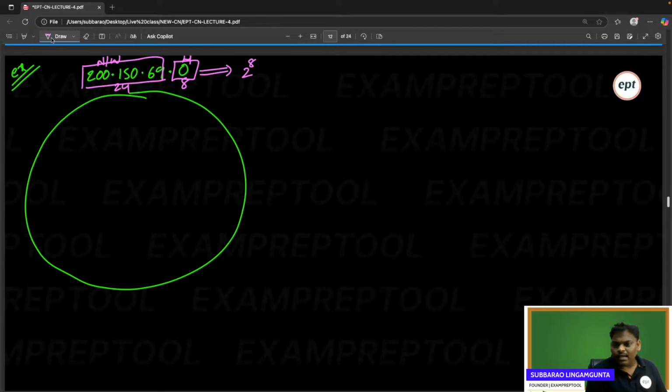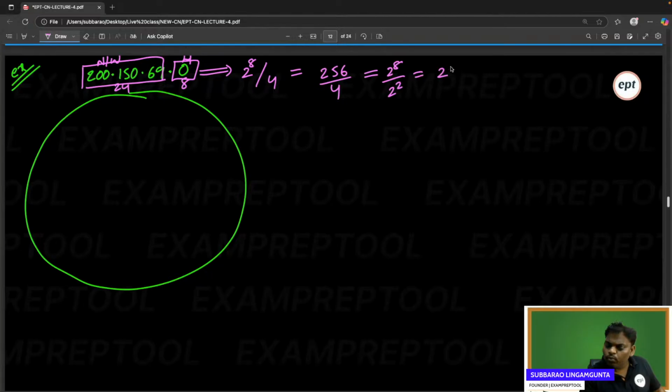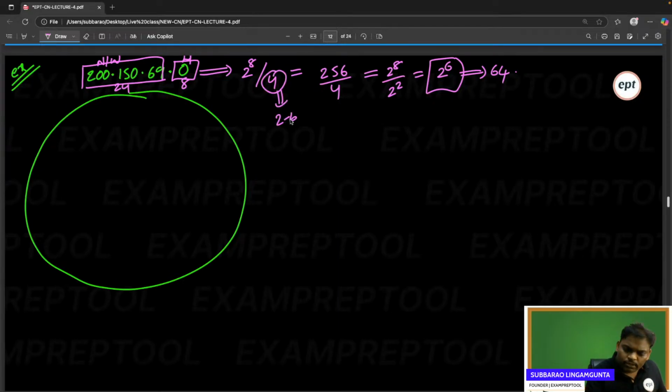Let us assume I am making 4 subnets. 256 divided by 4. If you observe clearly, 2 power 8 by 2 power 2 is 2 power 6, which is 64. Every one contains 64. I want to make 4 subnets. For 4 subnets, the subnet part is 2 bits, 2 bits per subnet, so that 4 subnets are possible.